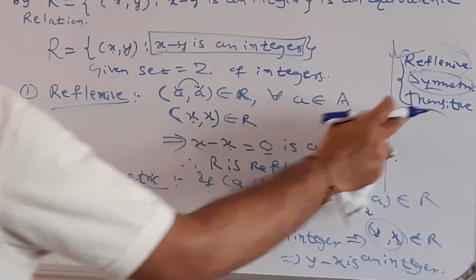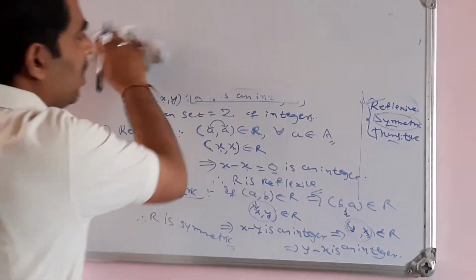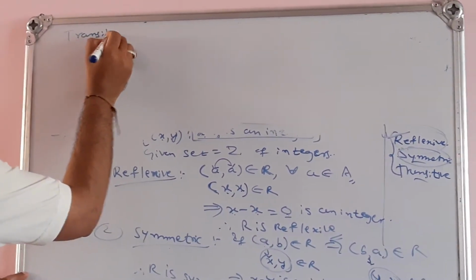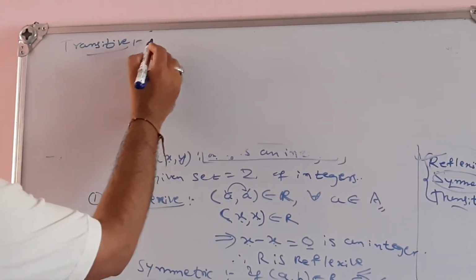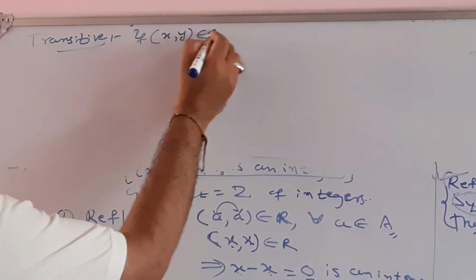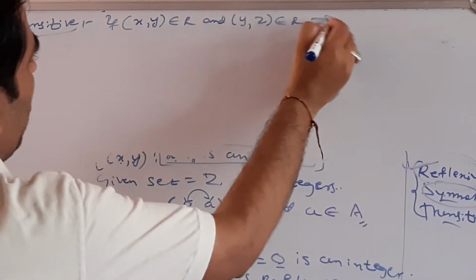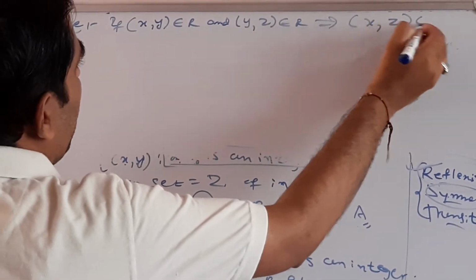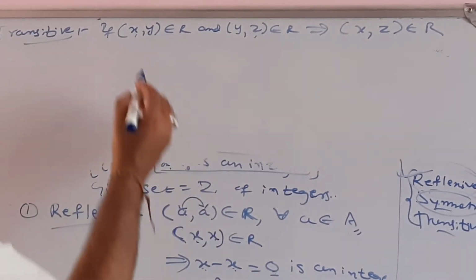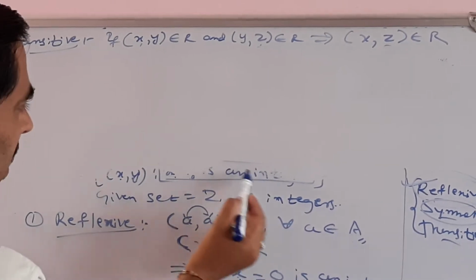Next we have to consider the transitive property. What is the transitive property? Let me write it. Transitive property means we should have two pairs here. If xy belongs to R and yz belongs to R, this implies xz belongs to R. So we consider the first and last element. xy belongs to R, yz belongs to R, so xz belongs to R. We have to apply this definition here.